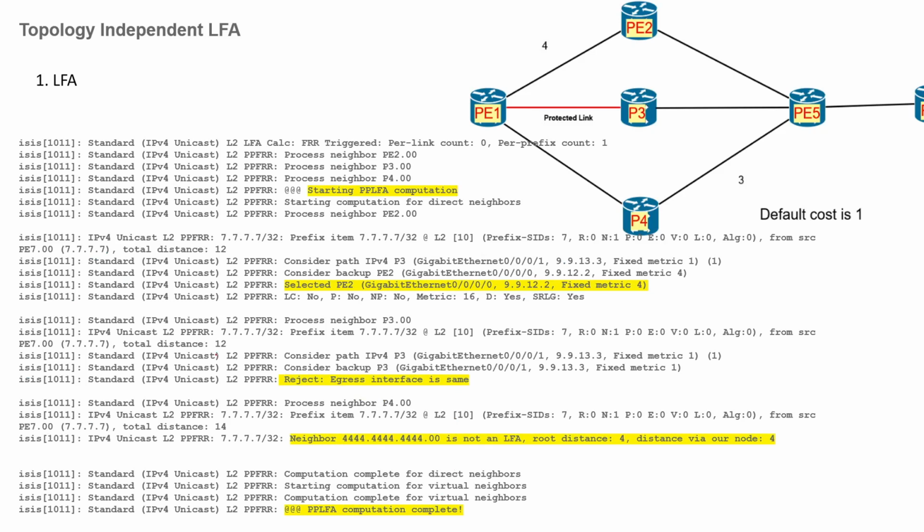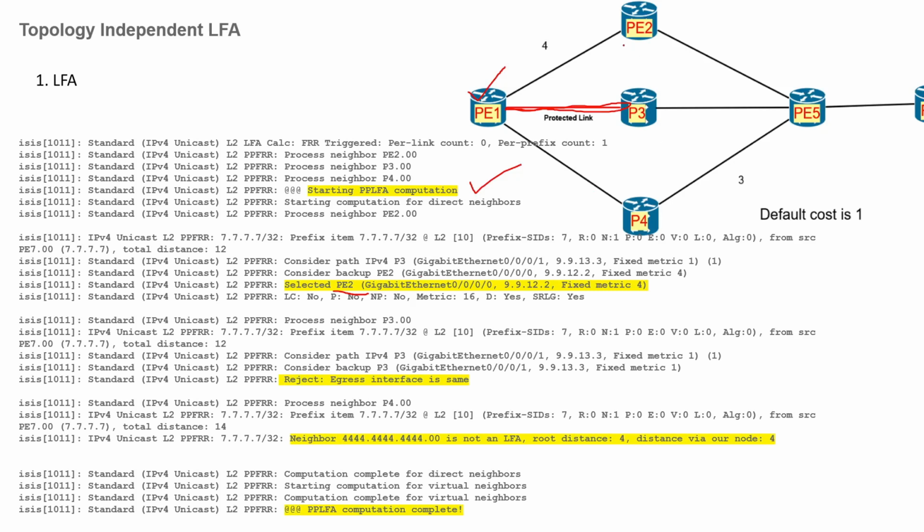So once we configure the Ti-LFA on the node, let's see we have configured Ti-LFA for this particular interface and we are protecting that. This debug is running on the PE1. First it will start with the per prefix loop free alternate. In this case, it has selected the P2 as a backup path for loop free alternate.